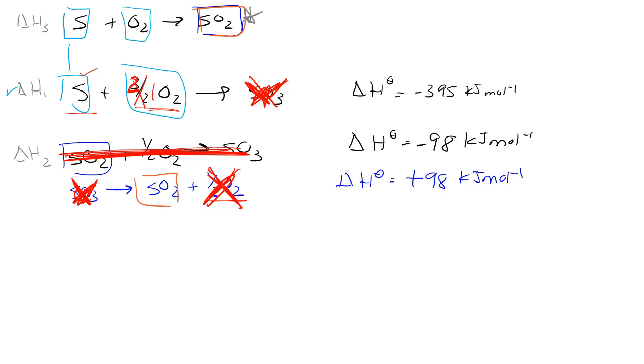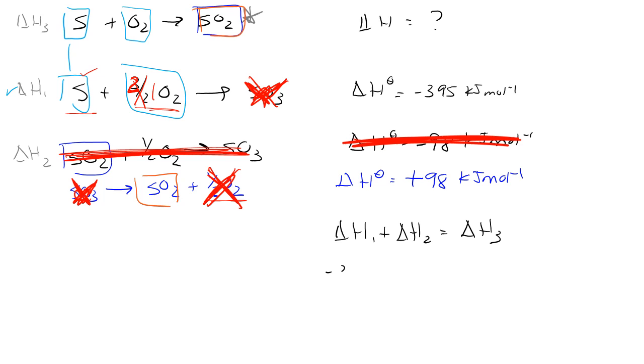we can go over and figure out how much energy was changed here. So again, we changed that delta H. So now we're going to take delta H1 plus delta H2 equals delta H3, right? So we're going to take negative 395 plus a positive 98 because we had to change the reaction, therefore we changed the sign. Add those together and we're going to get negative 297 kilojoules per mole.